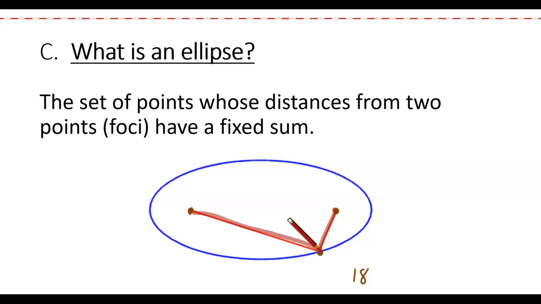Well, anywhere else in the ellipse, like let's say you picked this point right up here, the distance of that point to each focus will also be 18. So no matter where you pick, those distances will always add up to 18. So what an ellipse is, it's the set of all points whose distances from the foci are always the same amount. That sum will always be the same distance. Ellipses are pretty useful when it comes to modeling planet orbits and whatnot.